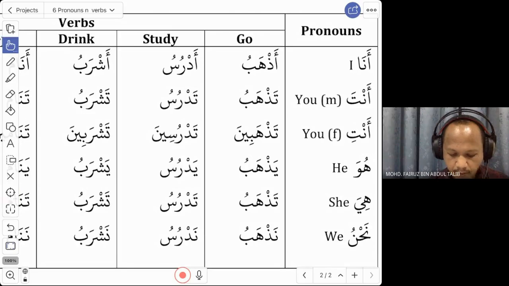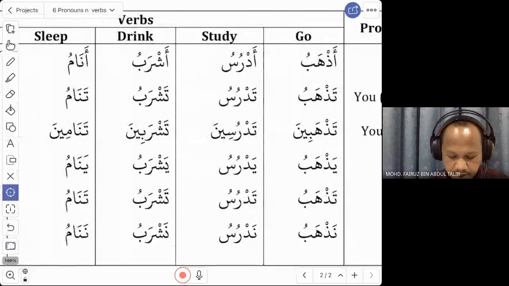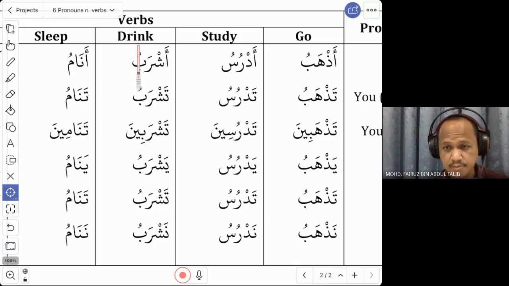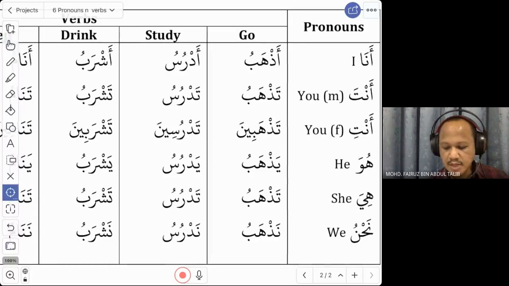The next verb. You want to say I drink or I am drinking. This is the word, ashrabu. Yes, ashrabu. Or you can say ashrab. So you can combine this with ana just now. So we say ana ashrab. I am drinking or I drink.